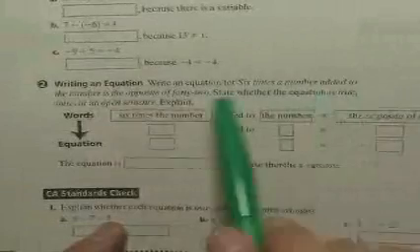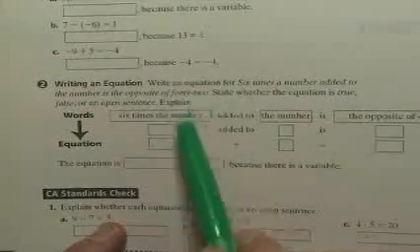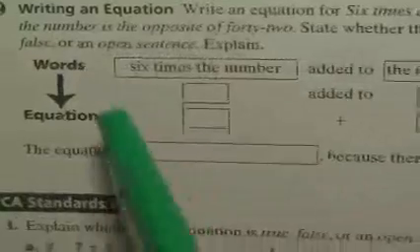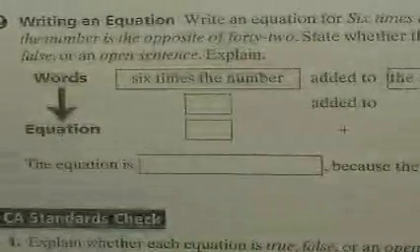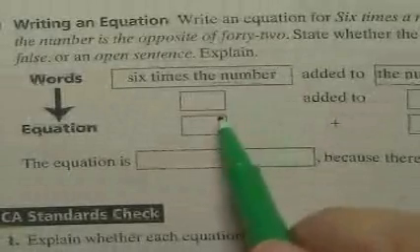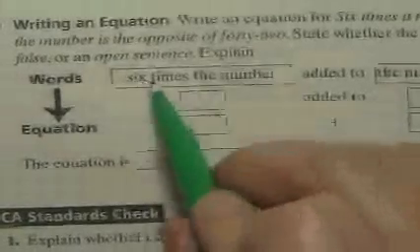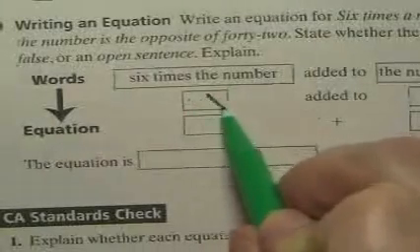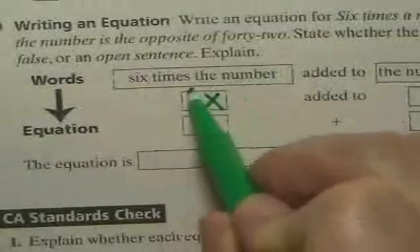Number 2, it says write an equation for 6 times the number added to the number is the opposite of 42. And then state whether it's true, false, or open. So we have words, and they already put the words in there for you. And then we're trying to make an equation out of it. So 6 times a number. Well, let's use a variable for the number. Let's use the letter x. So if x is a number, 6 times it would be 6x.